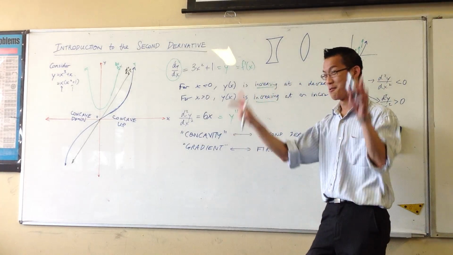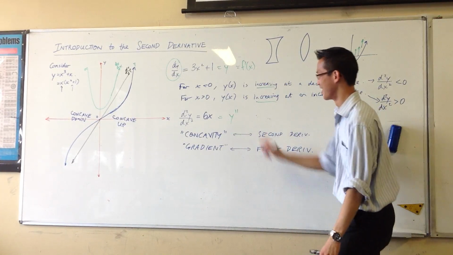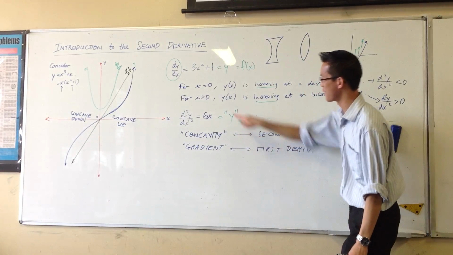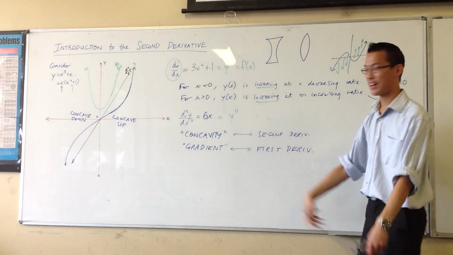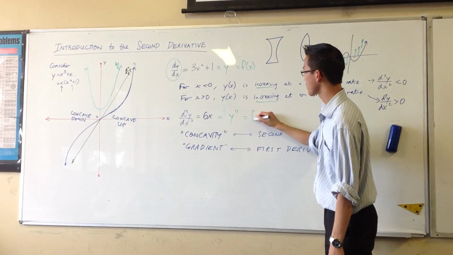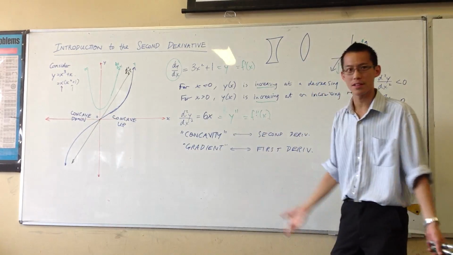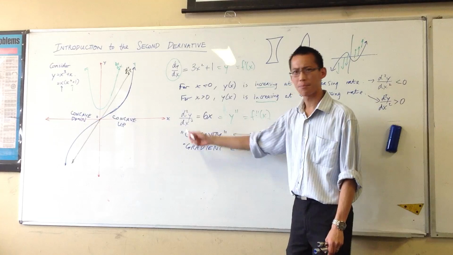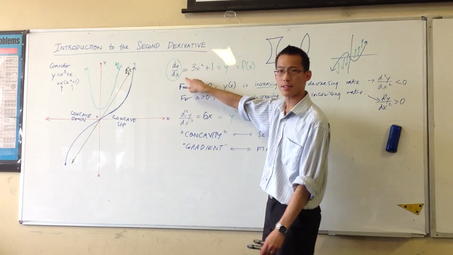Anyway, y double dash, okay? That's one way of seeing it. Or f double dash, it's exactly the same thing. Now, where does this come from? And how does it relate to this, okay?